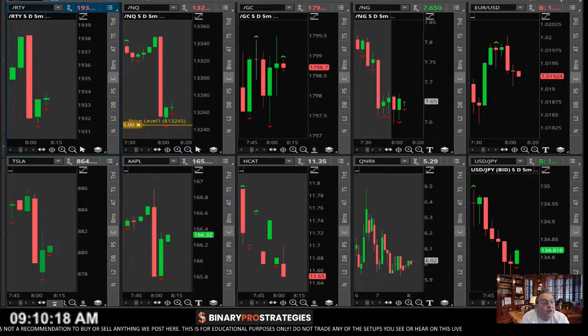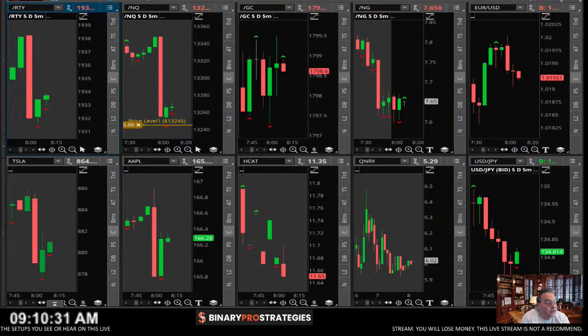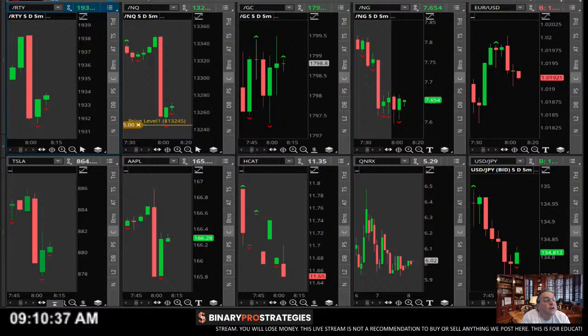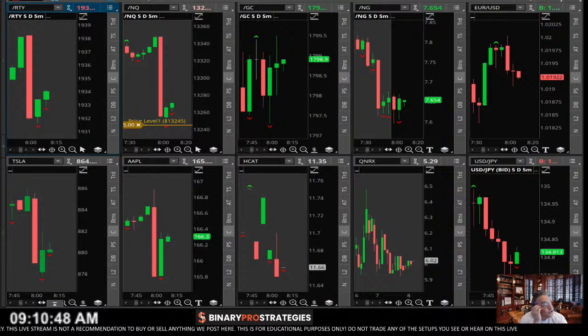All right, still nothing on the yen, nothing on euro. Waiting for HCAT and QNRX. See if we can pull back to these levels here where you see the horizontal yellow lines. We get triggered short on the mini NASDAQ. If we can come down here, 132.45, that would trigger me a short.